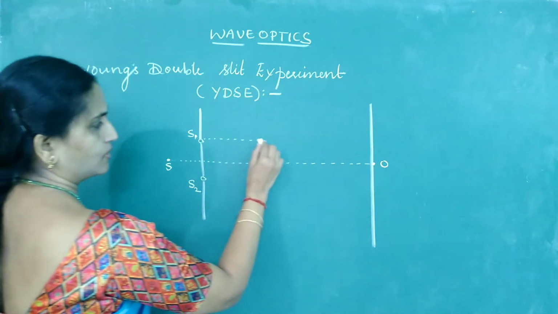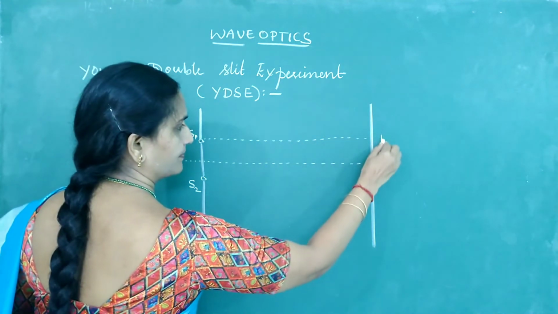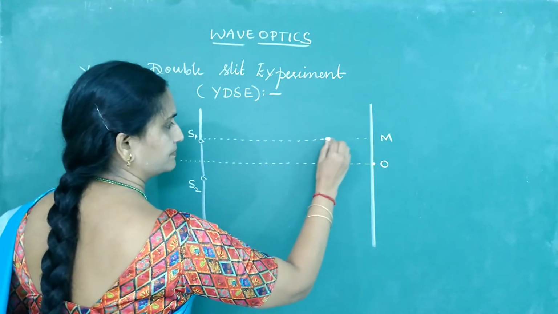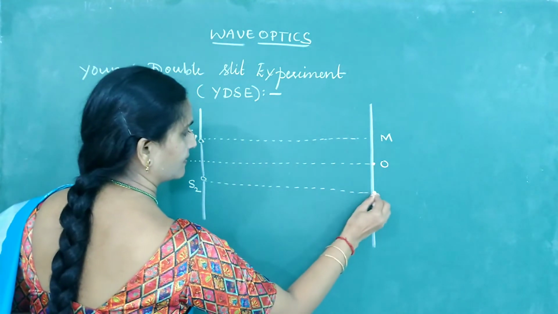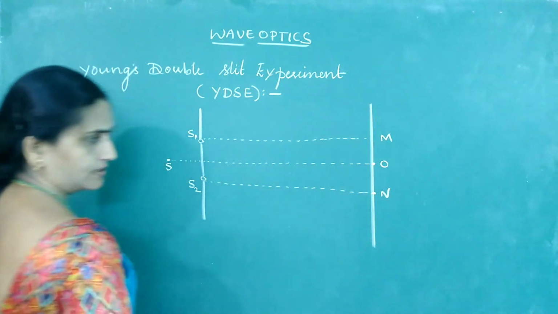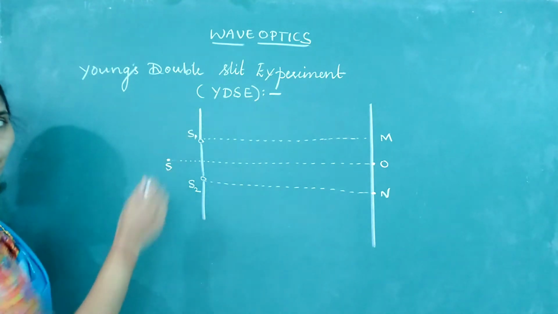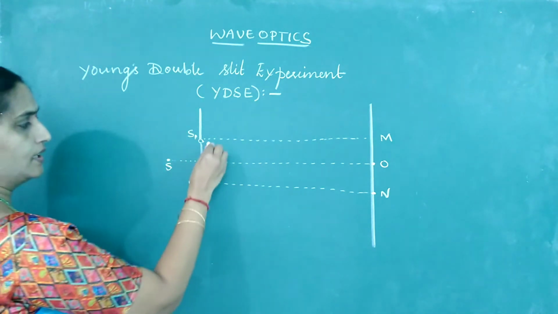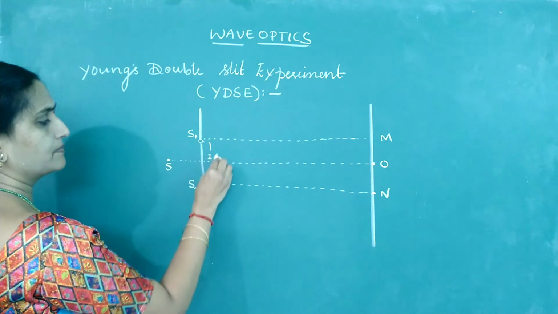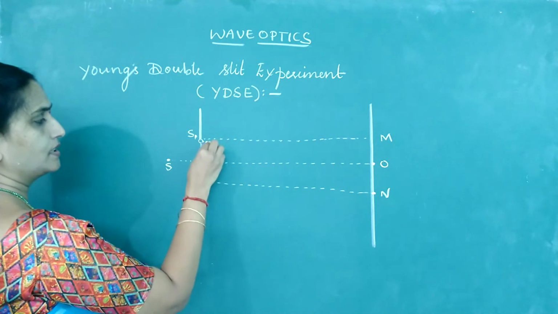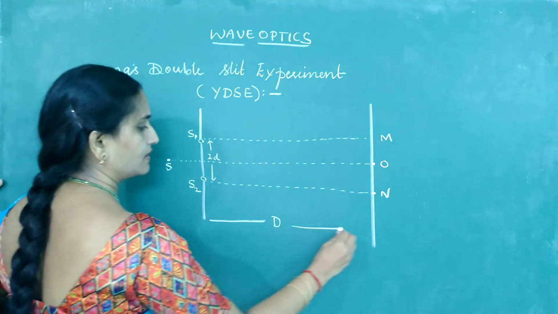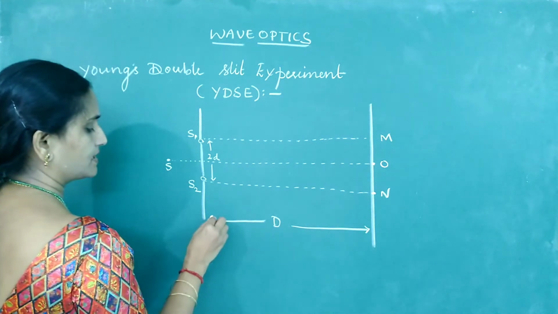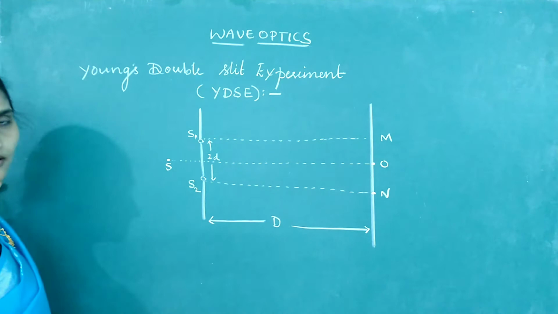From S1 also you take a reference line. Let this be M. And from S2, call this point N. So the two slits are actually in the plane of the board. What is the distance we took between them? It is 2d. And the distance of the screen from the slits is capital D.